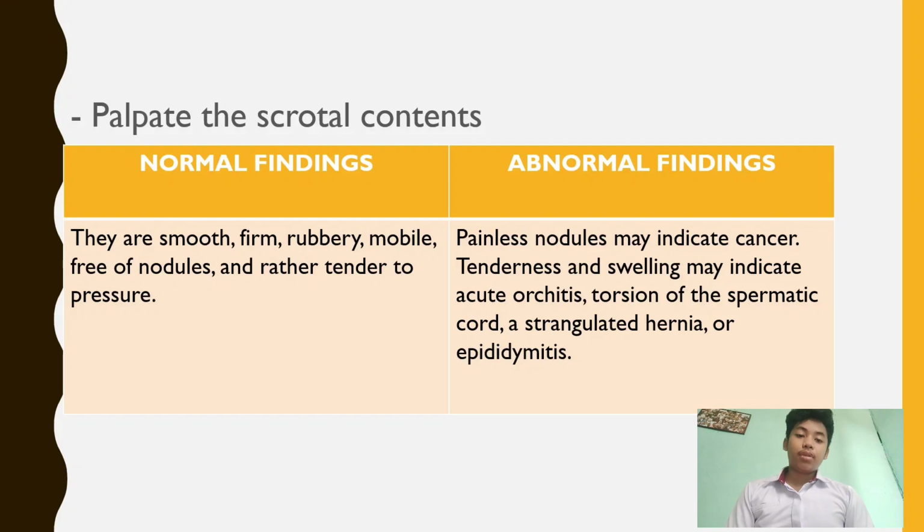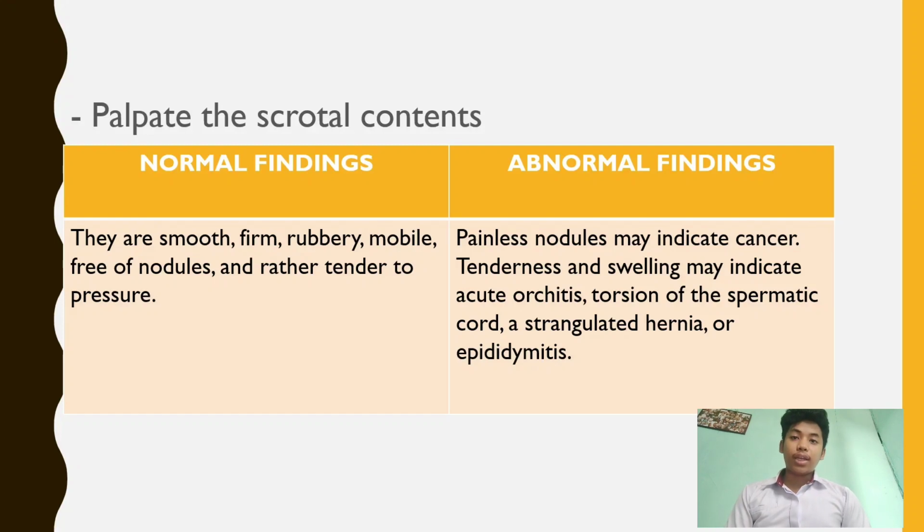Palpate the scrotal contents. Palpate each testis and epididymis between your thumb and first two fingers. Note size, shape, consistency, nodules, masses, and tenderness. For the normal findings, testes are ovoid and equal bilaterally in size and shape. They are smooth, firm, rubbery, mobile, free of nodules, and rather tender to pressure. The epididymis is non-tender, smooth, and softer than the testis.